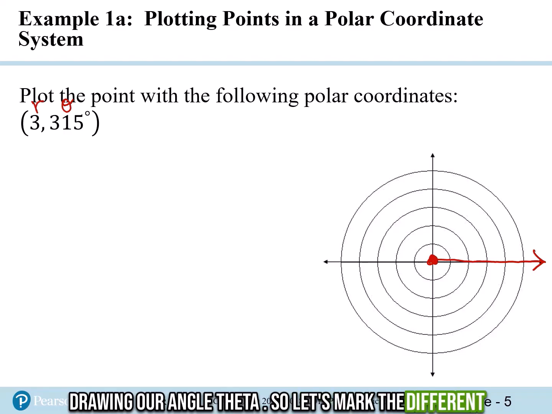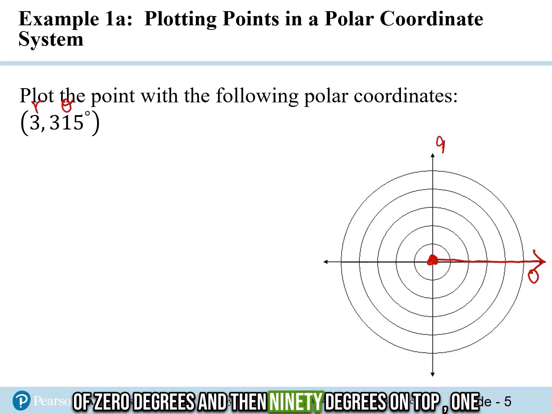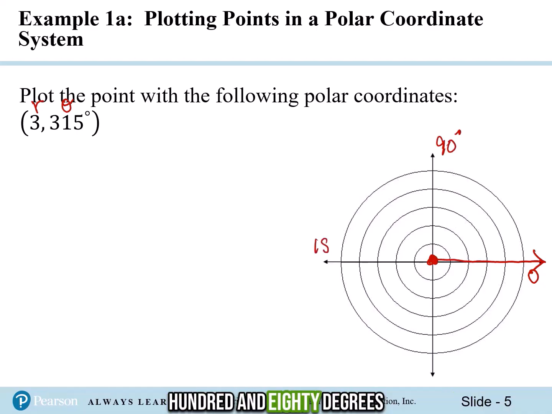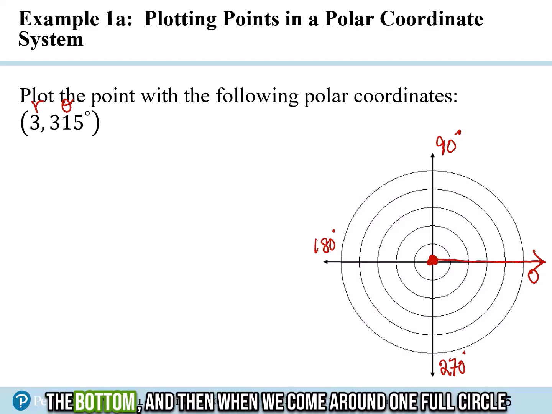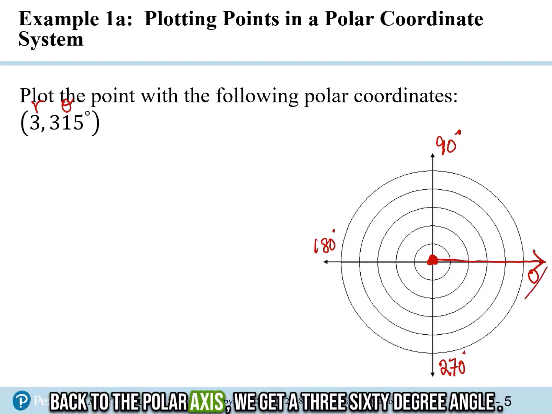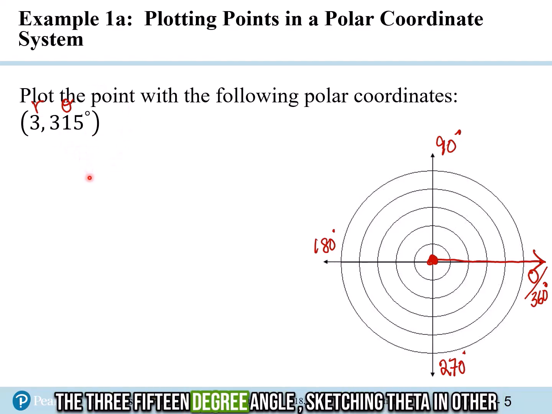So let's mark the different quadrantal angles here. The polar axis has an angle value of 0 degrees and then 90 degrees on top, 180 degrees diametrically opposite to the polar axis. We have 270 degrees at the bottom, and then when we come around one full circle back to the polar axis, we get a 360 degree angle. We start plotting the point by first drawing or sketching the 315 degree angle, sketching theta in other words.